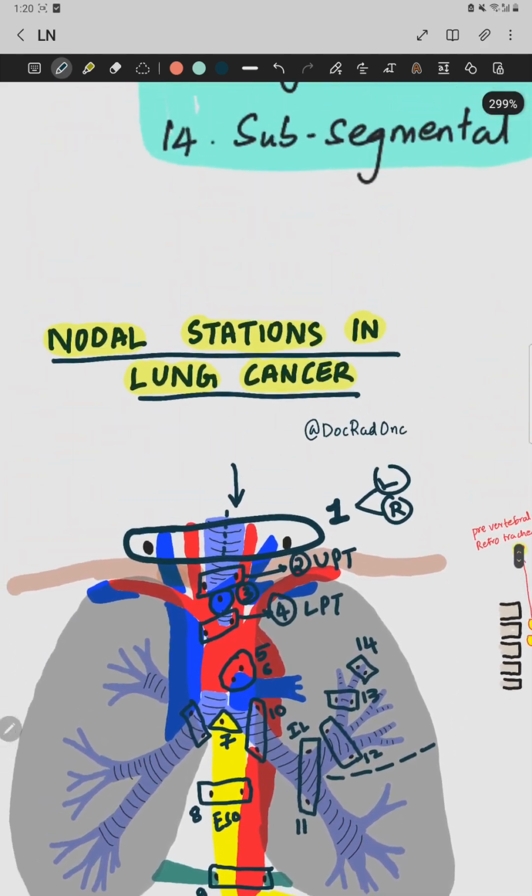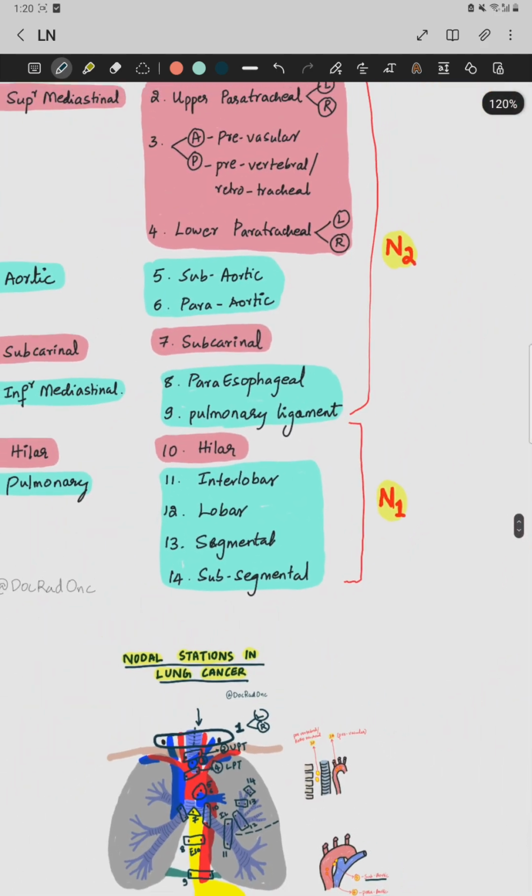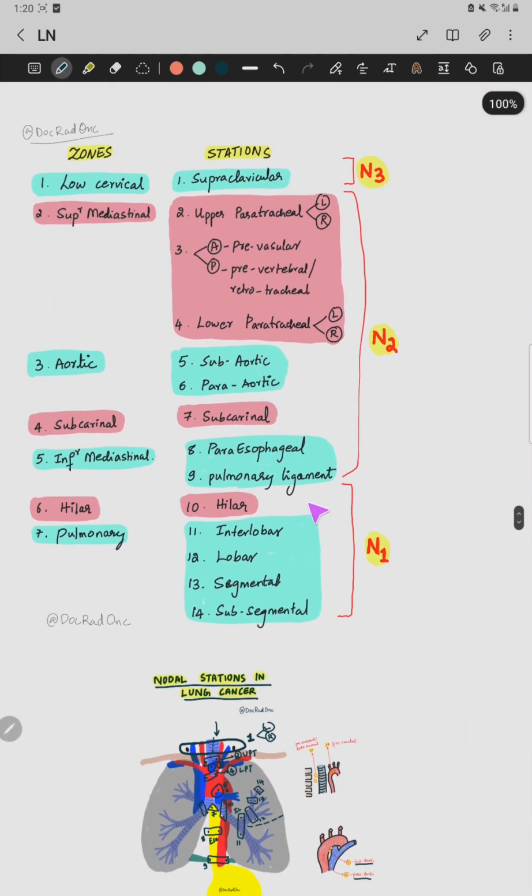Now in lung cancer, the hilar, interlobar, lobar, segmental and subsegmental nodes are N1 nodes, and from upper paratracheal to the pulmonary ligament, these are N2 nodes. And if you see supraclavicular nodes in a lung cancer patient, then it is N3. That's it.